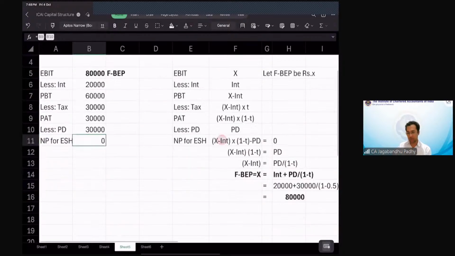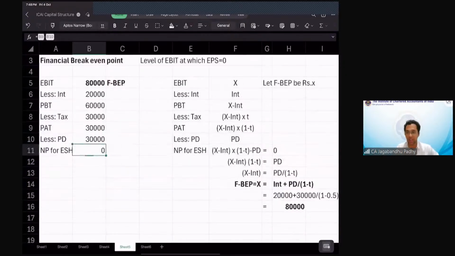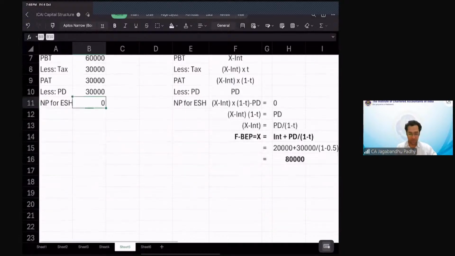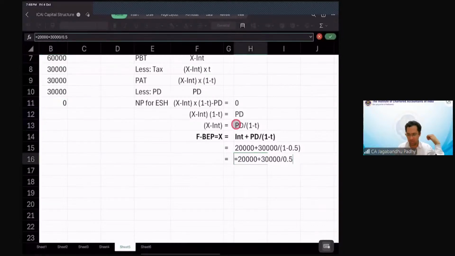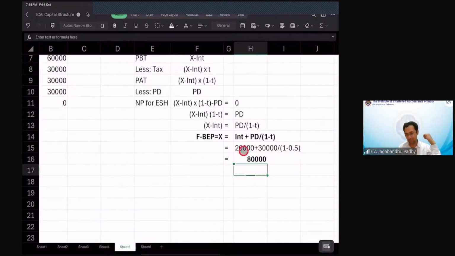Okay. So the financial break-even point is 80,000 over here. Now the company is having multiple financing plans to choose from. Answer comes to 1 lakh? How come? 20,000 plus 30,000 divided by 0.5. The 0.5 is only dividing the 30,000, not the entire thing.